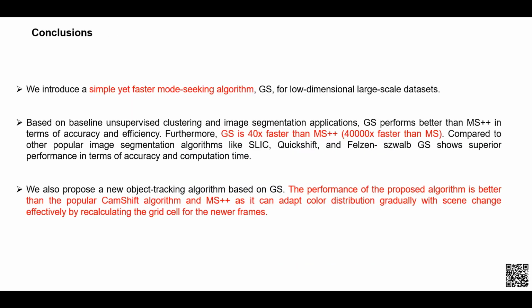To conclude, GridShift is 40 times faster than the MS++ algorithm, and in terms of object tracking, GS is able to track objects successfully irrespective of the environmental conditions.